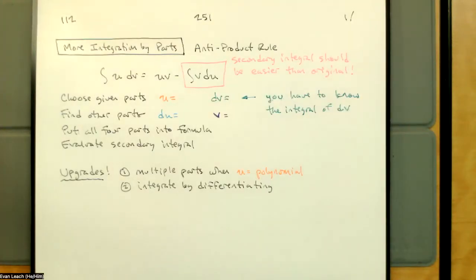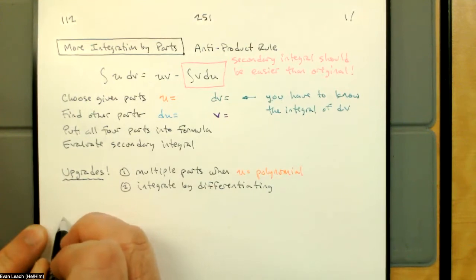Today, we're going to continue looking at integration by parts, our anti-product rule. The integral of u dv is uv minus the integral of v du. We looked at our first upgrade, integration by parts when u is a polynomial. And I want to look at another upgrade, which is integrate by differentiating. But before we do that, we want to look at an example.